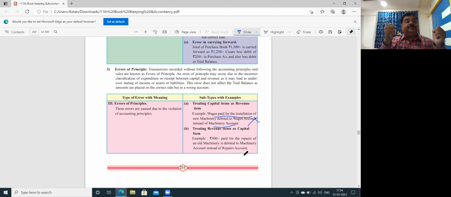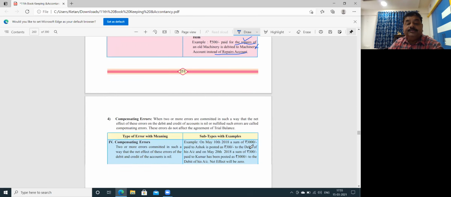You purchased a motor car, yes, motor car account is debited. But when you purchase petrol for the motor car, the motor car account is not debited, fuel account is debited. Here also it is the same: 500 is paid for repairs, then repairs account should be debited, not machinery. It was wrongly debited to machinery account, that is wrong. It should be debited to a repairs account like this.